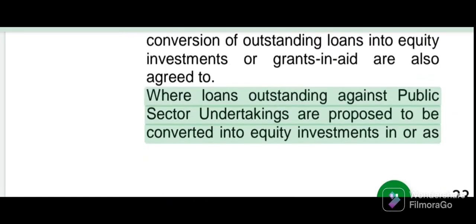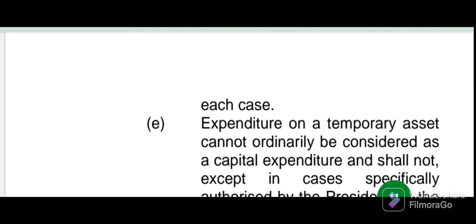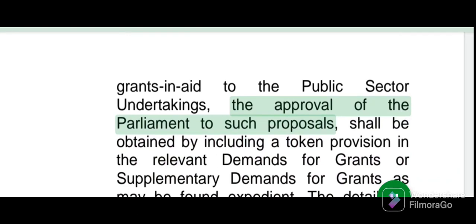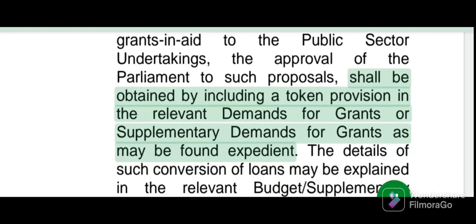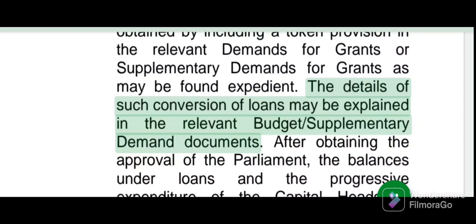Where loans outstanding against public sector undertakings are proposed to be converted into equity investments in, or as grants in aid to, the public sector undertakings, the approval of the Parliament to such proposals shall be obtained by including a token provision in the relevant demands for grants or supplementary demands for grants as may be found expedient. The details of such conversion of loans may be explained in the relevant budget supplementary demand documents.